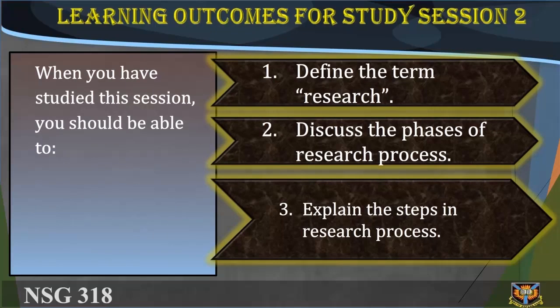Learning outcomes for study section 2. When you have studied this section, you should be able to: 1. Define the term research. 2. Discuss the phases of the research process. 3. Explain the steps in the research process.